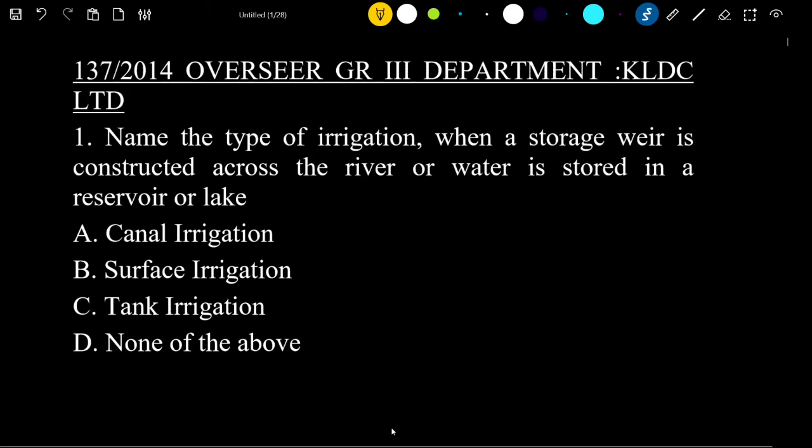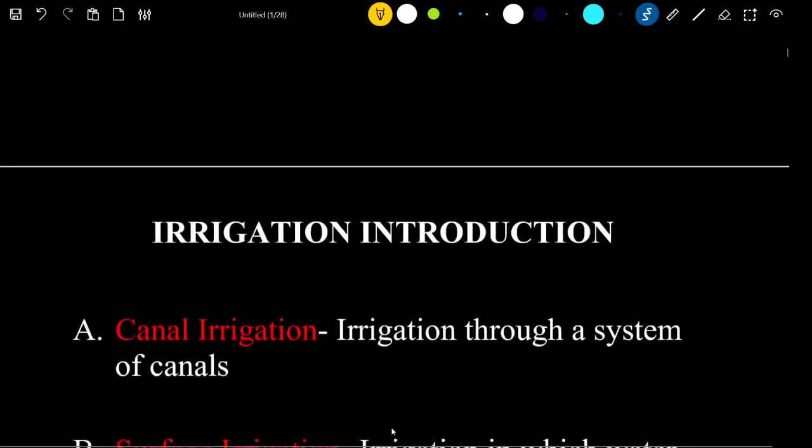So the first question is, name the type of irrigation where a storage weir is constructed across a river or water is stored in a reservoir or lake. Now, the correct answer for this question is tank irrigation. So we'll be discussing what all the other options are.